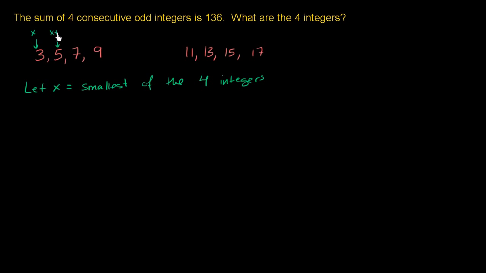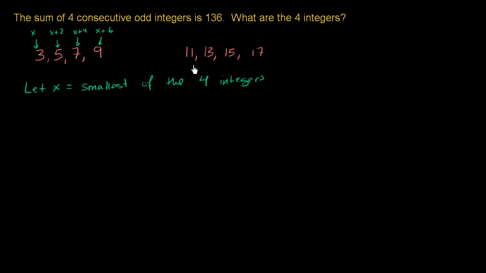Well, this would be x plus 2. The next odd integer is going to be the previous odd integer plus 2. You're essentially skipping the next number, which is going to be even. If you added 1, you just get to an even number, so you have to add 2 to get to the next odd one. If you add 2 again, to x plus 2, now you get to x plus 4. You add 2 to that, you get to x plus 6.